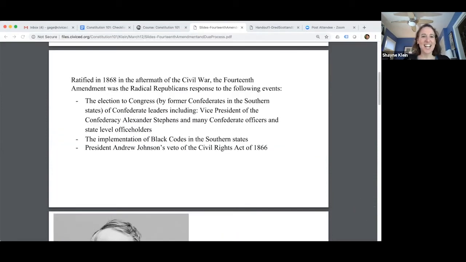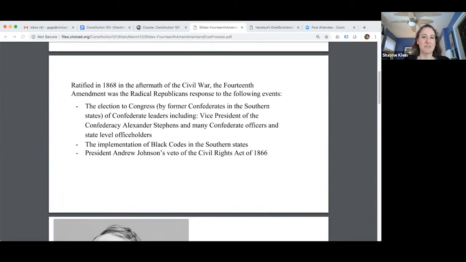But let's go back up to the slide. Thanks, Mark. So ratified in 1868 in the aftermath of the Civil War, it's the radical Republicans' response to some significant events. So it's a response to Dred Scott, but it's also a response to what's happening on the ground in the South. Basically, after Lincoln's assassination under the Johnson administration, white Southern Confederates sought to undermine any attempts to reorder the power structure in the South. And they had an ally in Andrew Johnson, who was from Tennessee, and was a Democrat, not a Republican like Lincoln and the radical Republicans.